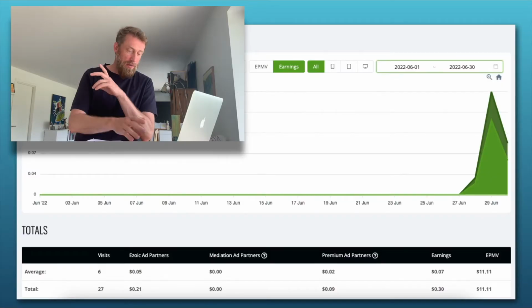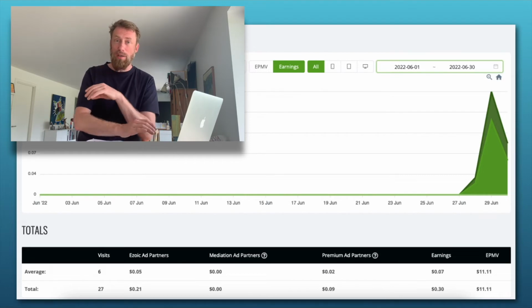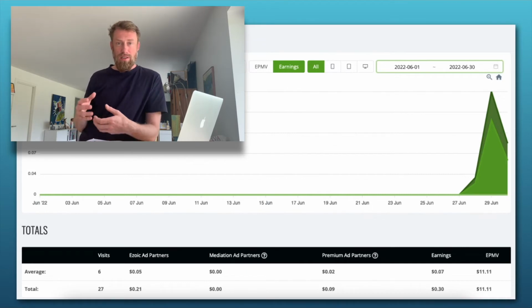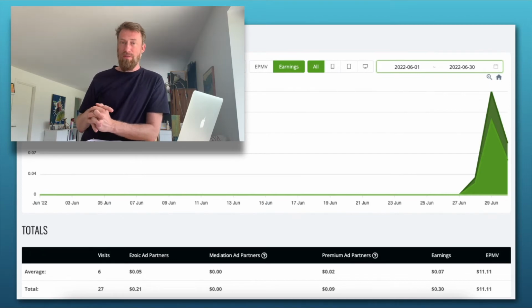So that didn't leave me enough time to add some actual affiliate links, so affiliate income is still zero. But now the site is actually earning money, and I think 30 cents isn't very impressive, but it's still not zero. And this is, I believe, somewhat normal and what you can expect from a young site half a year in.